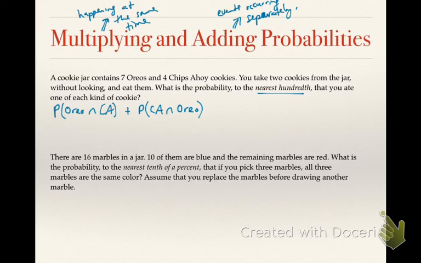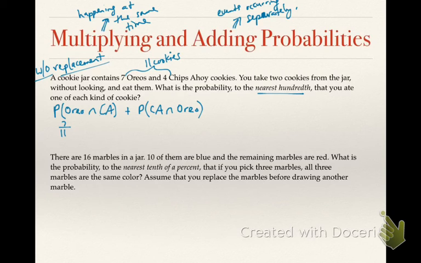Now, when you eat them, of course, you're not going to replace them back into the jar. So this is a situation dealing without replacement. Sometimes you have to think about that from the context of the situation. Sometimes they tell you you replace it or you don't replace it. But in this case, I think it's pretty clear you're not replacing them. So the probability of getting an Oreo, then getting a Chips Ahoy, is going to be one event. So this is going to be one set of multiplication of probabilities. Probability of getting an Oreo is 7 out of 11, because it's a total of 11 cookies. 7 plus 4 is 11 cookies.